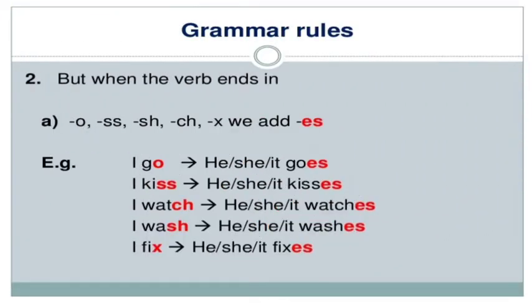Then second rule: when the verb ends with the letters o, ss, sh, ch or x, in that case we add es at the end of that verb. For example, I go. So I go is fine, but for singular number, for example he, she or it, if there is go, there will be es at the end, so it becomes goes. Then for it kisses, he watches, she washes, it fixes, like that.